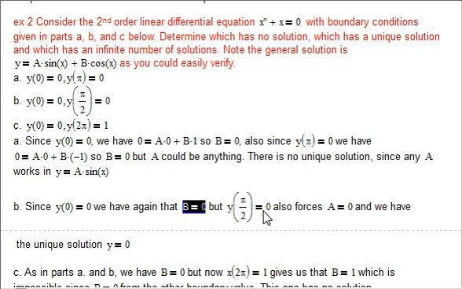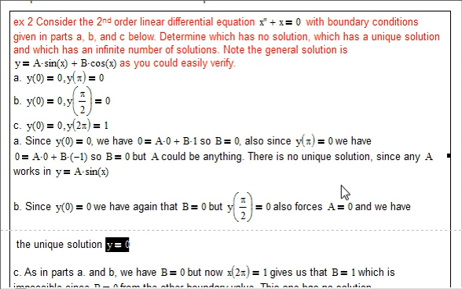But y of pi over 2 equals 0. Now what does that help us? We know b is 0, y of pi over 2 is 0, so that means 0 equals a times 1 plus b times 0. So 0 equals a. So we know a equals 0. And we have the unique solution, y equals 0. Only one solution, and it's a weirdo.